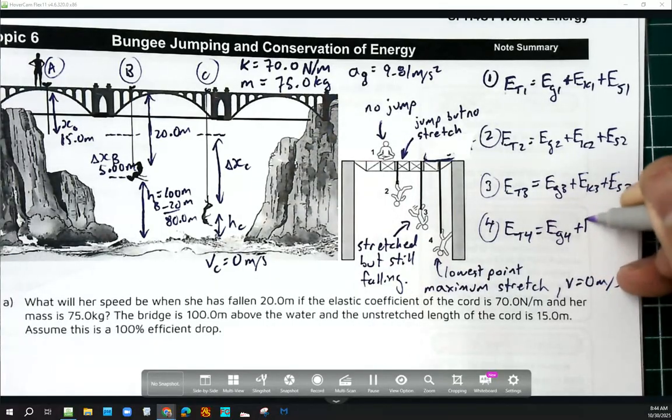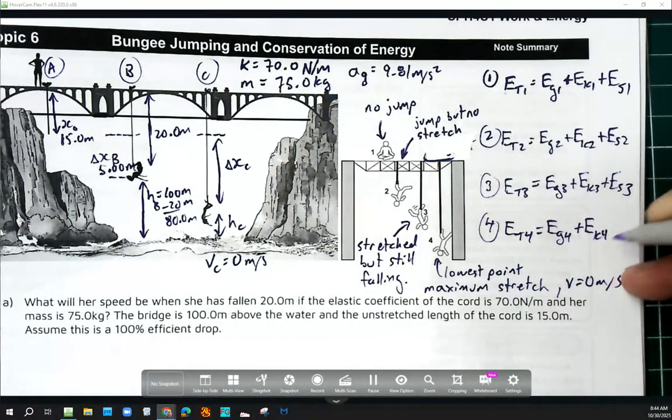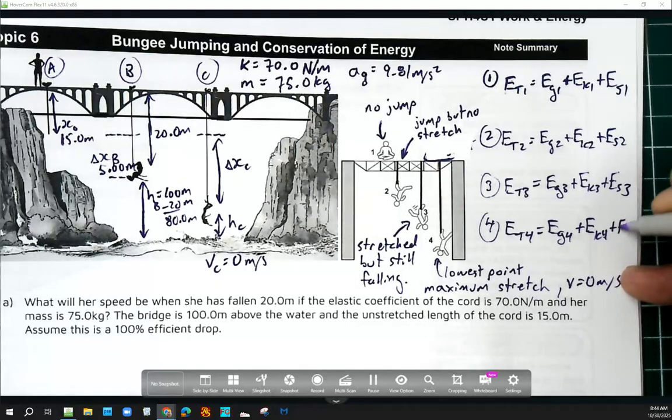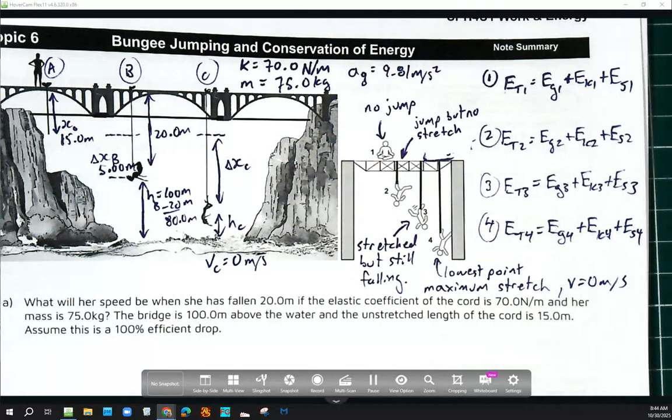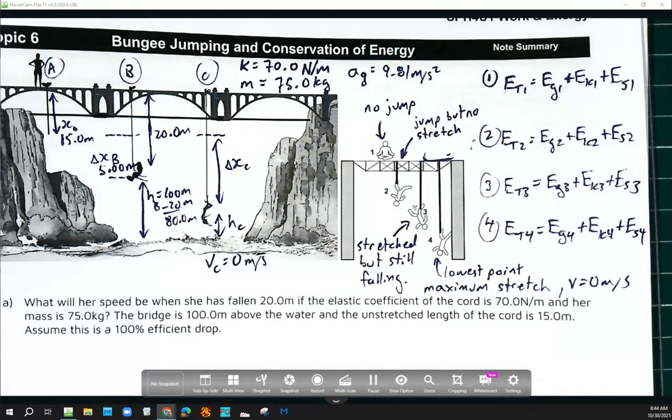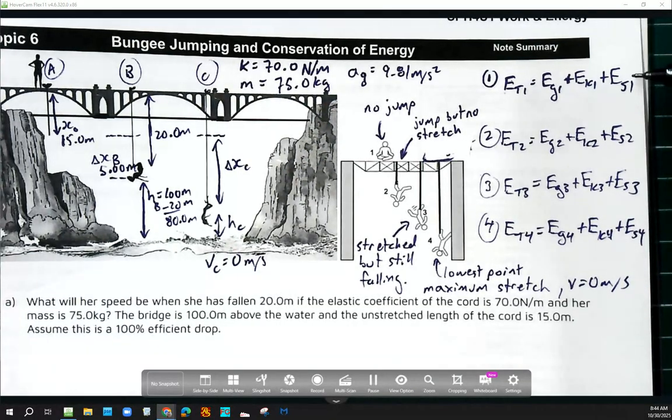I want to start thinking about how I could simplify each of these expressions, and by that I mean which things could I zero out? Which things are just automatically going to drop out because their values are 0? So let's look at the first equation. Are there any of those energies in the first equation that are going to end up being 0?